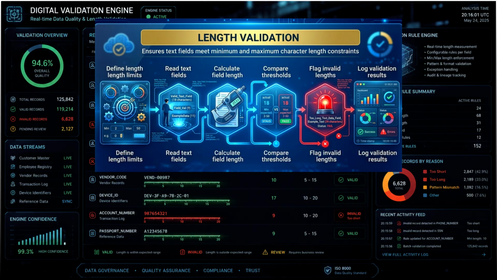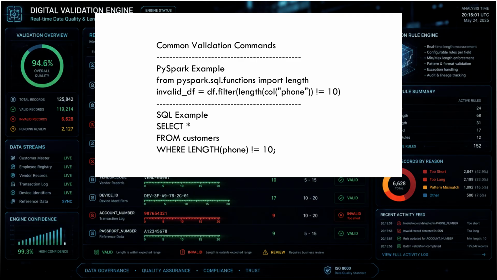For example, mobile numbers must contain exactly 10 digits and pin codes must contain 6 digits. So there are some specific rules. For example, product codes must follow fixed length rules defined by the company. So this length validation protects the system from incomplete or corrupted textual data. Fixed-width identifiers are especially critical in telecom, banking, and government applications. This validation ensures consistency before records enter downstream systems.